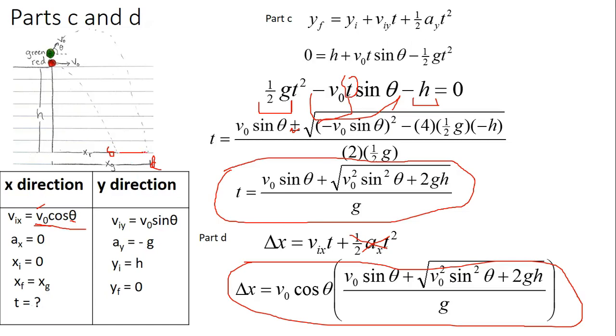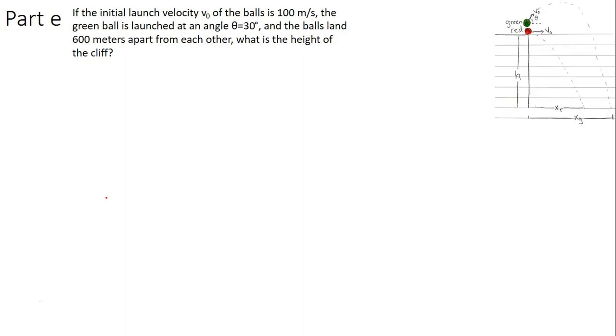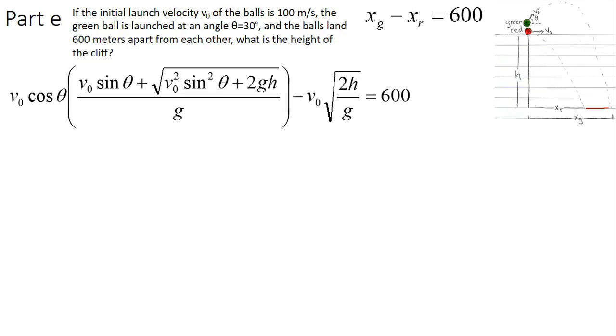And then what we're given is that the difference between the spots where they land is 600. So hopefully you guys can see that xg minus xr would be equal to 600. So same thing here. This right here is equal to 600. And like I said, we got xg from part D, and we have xr from part B. So we can go ahead and write all of this out.